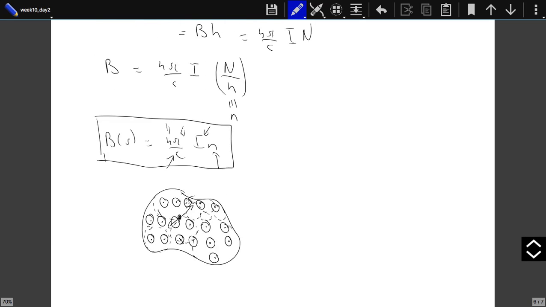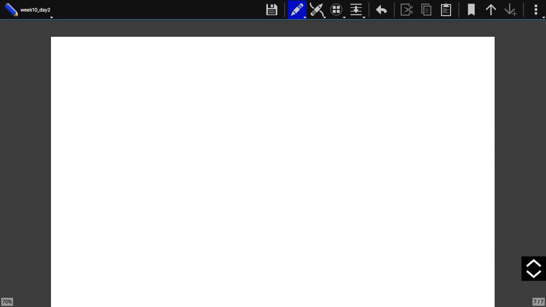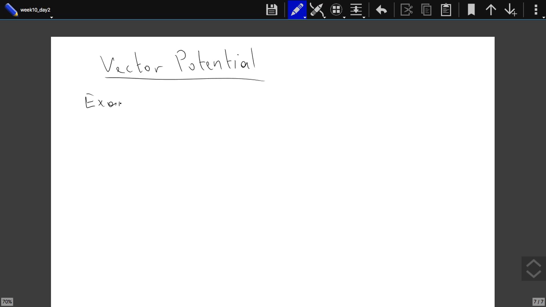Okay, any questions up to this point? Now, from now on, I will be just looking at some calculation of the vector potential. Let's look at the vector potential, and let's start with an example.